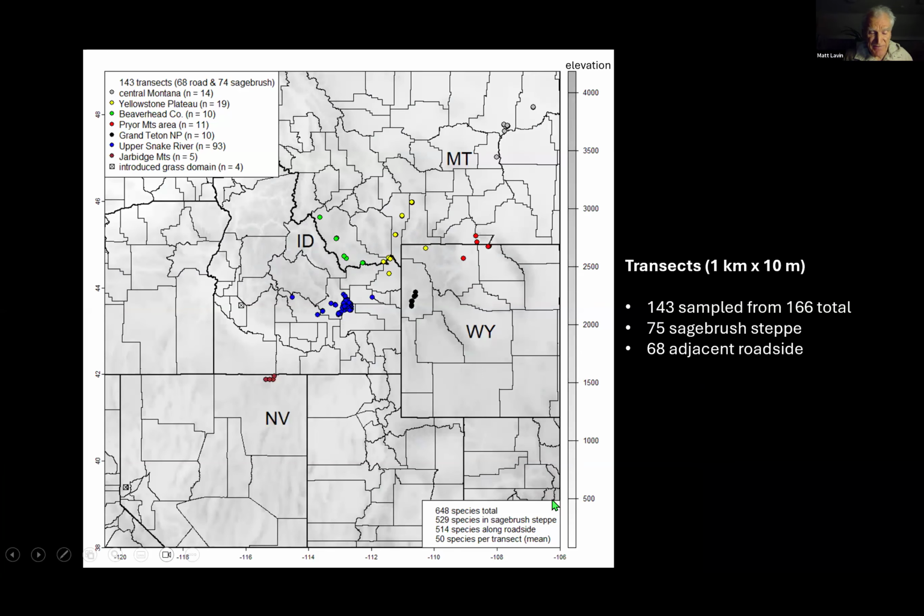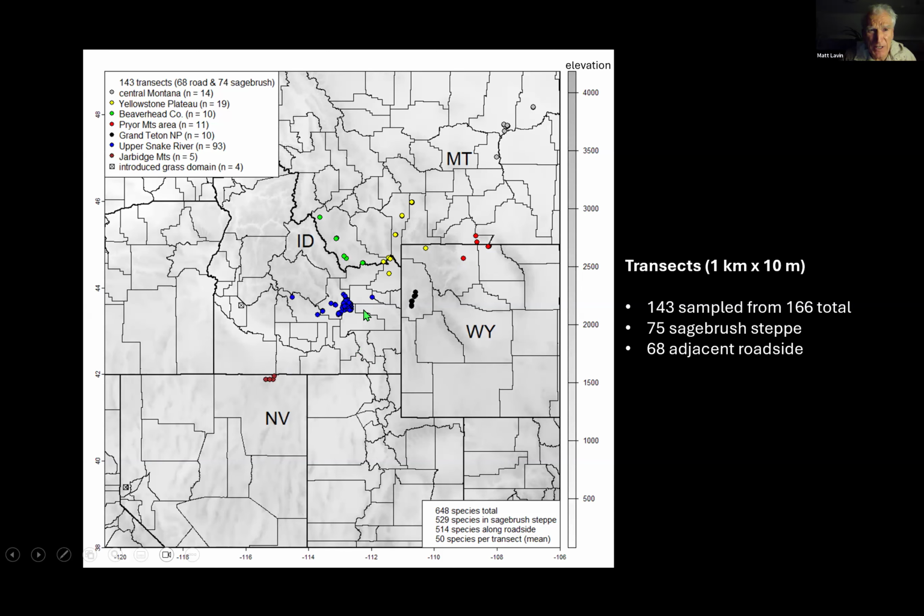So here are the locations of 142 transects that will be reported on in this presentation. They go from up here in Glasgow, Montana, around the Lake Fort Peck area, down into the Yellowstone Plateau, down into the upper Snake River Plains of Idaho, Grand Teton National Park, the Pryor Mountain, which is the north end of the Bighorn Mountains in Wyoming and Montana, and then these down here in Elko County are the Jarbidge collections.